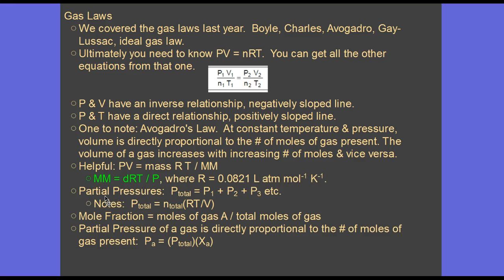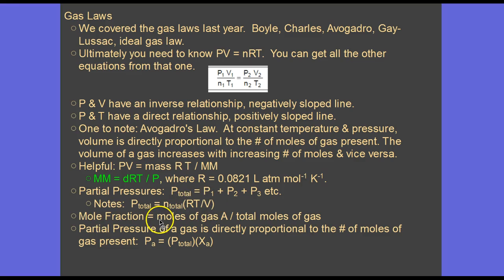I'm skipping a huge bunch here, going to partial pressures. The total pressure of a container, perhaps with different gases in it, is the pressure of the first gas, plus the pressure of the second gas, plus the pressure of the third gas, etc., however many gases there are. So that total pressure is the total moles times R times T divided by V.